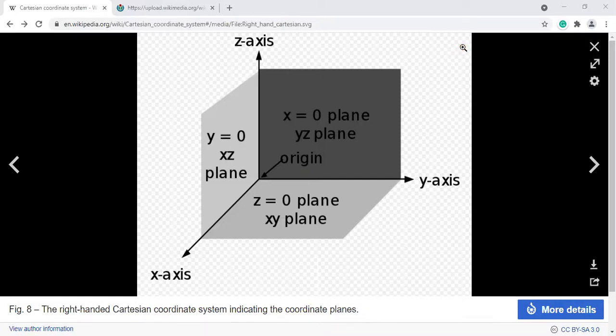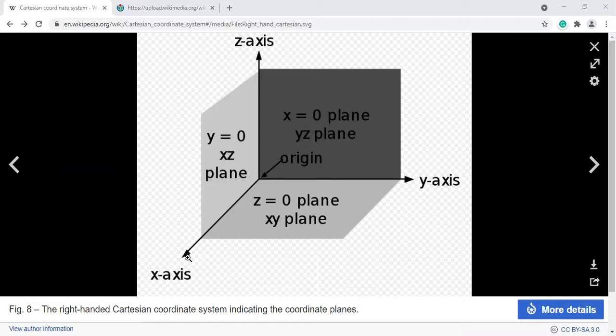So in the Cartesian coordinate system, when x, y or z is held at a constant, it represents a plane. The X equal to 0 plane and Y equal to 0 plane intersect along the z axis. The X equal to 0 plane and Z equal to 0 plane intersect along the y-axis. Similarly, the Y equal to 0 plane and Z equal to 0 plane intersect along the x-axis.